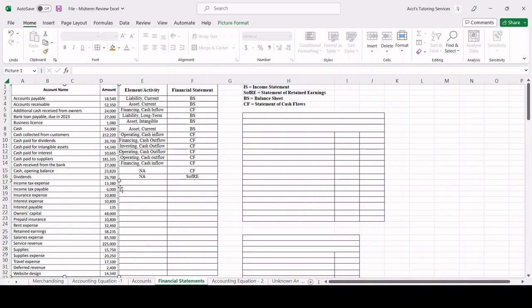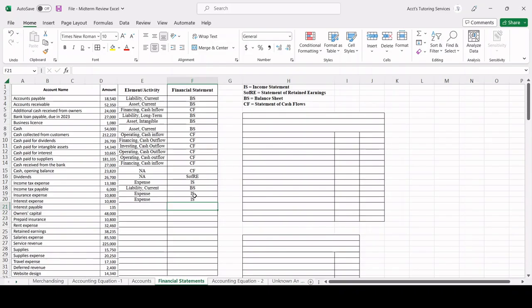Income tax expense is an expense, simple as that, right? That goes on to the income statement, IS. Income tax payable is a liability, and that's going to be current because obviously we're going to pay income tax within 1 year, right? That goes on to the balance sheet. Insurance expense and interest expense, these are both expenses, and these go on to the income statement. Remember, income statement has revenue minus expenses.